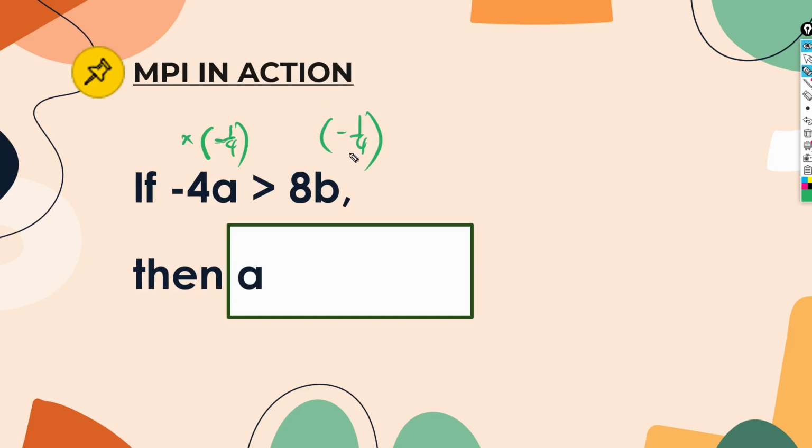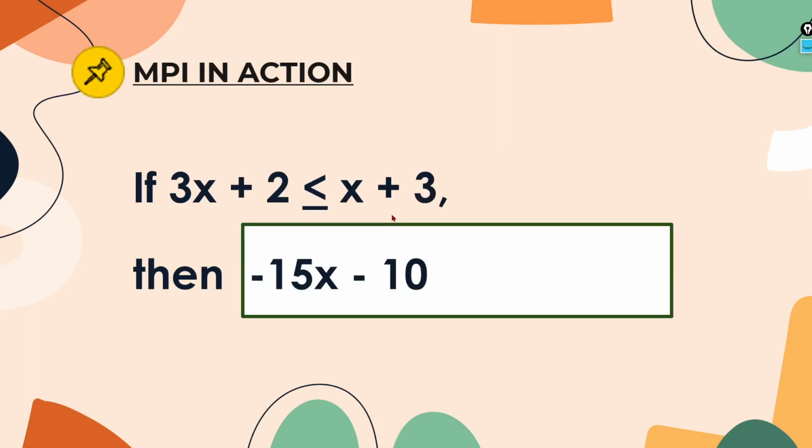First off, what is 8b times negative 1/4? That's supposed to be negative 2b, di ba? But now, again, balik tayo. Ang multiplier mo, negative number to both sides. So, greater than pa rin ba ang symbol mo? Hindi na. Babaliktad na yan papunta dito. So, ang final answer ko ay A is less than negative 2b. Okay? Ganun ang epekto, boys, ha, ng MPI if you're multiplying a negative number.